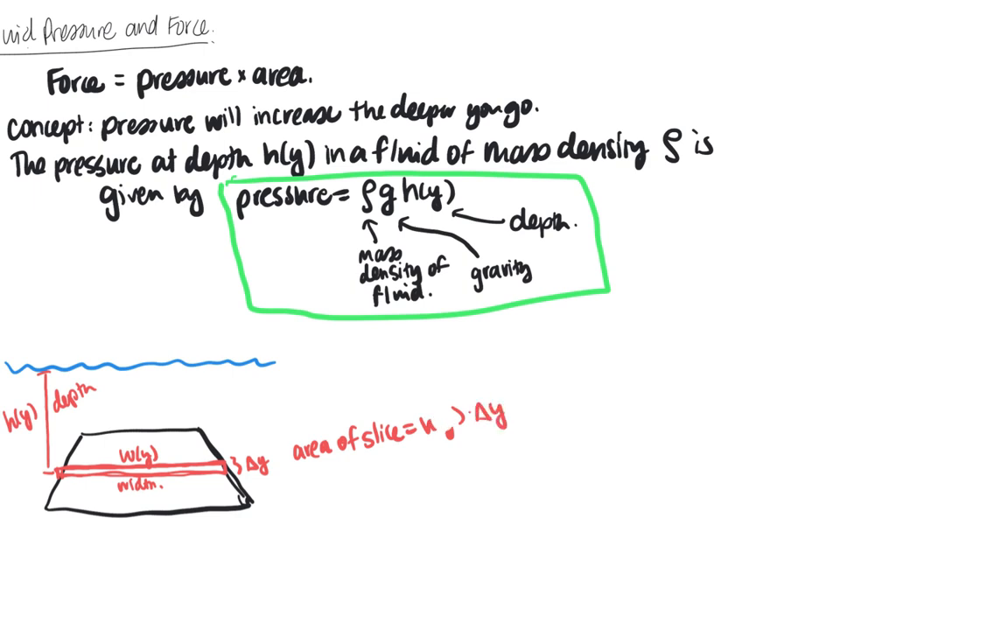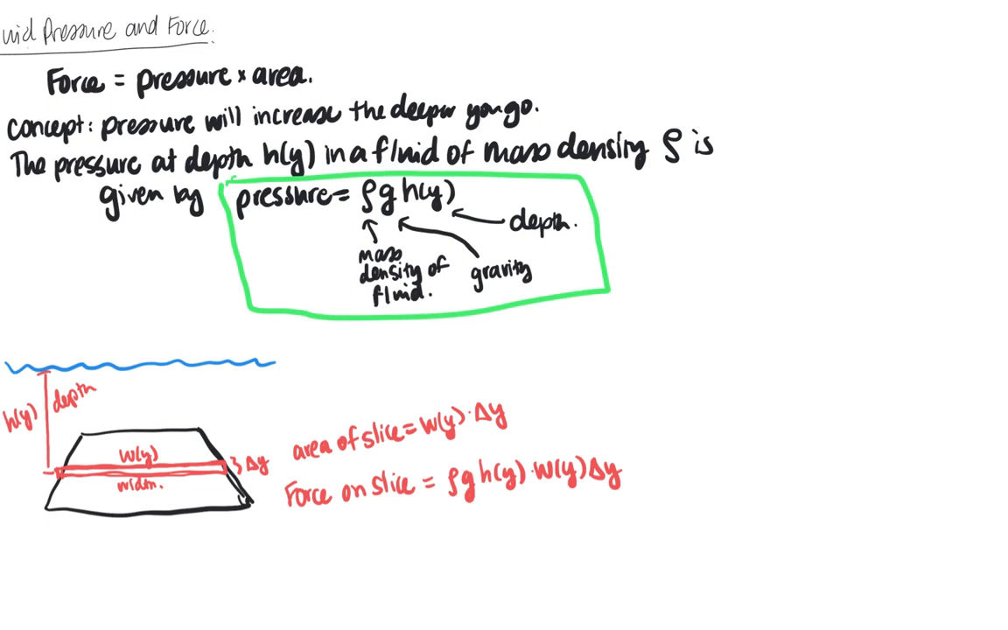Okay, and so then the force on my slice is going to be equal to the pressure, so rho times g times h of y times w of y times delta y. And so that would be the amount of force on that little tiny slice. And if my delta y is small enough, then I can assume that it has the same pressure for that whole little thin slice.